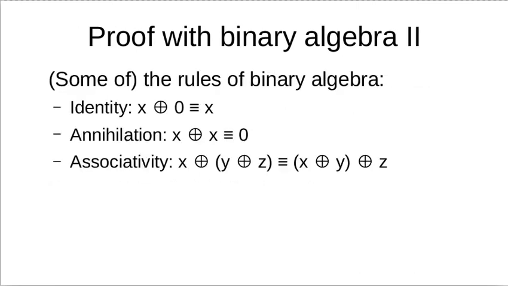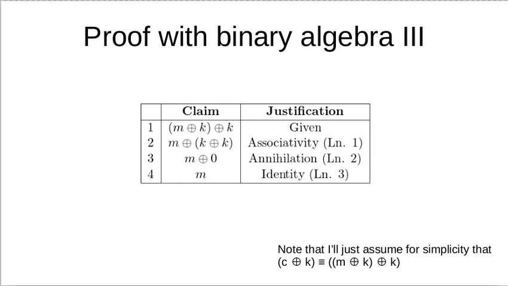These are some of the rules of binary algebra. If you XOR a variable with 0, you start with the same variable. That's identity. Annihilation is when you XOR a variable by itself, you get 0. And associativity is XORing something. I don't know. Again, I'm bad at explaining things. I don't know how to explain associativity. But if you took a high school algebra class, it's a very similar concept.